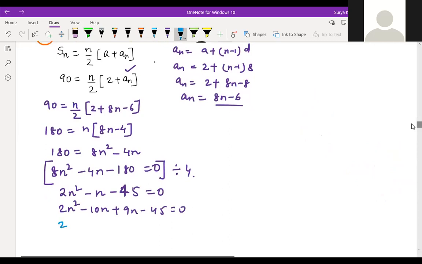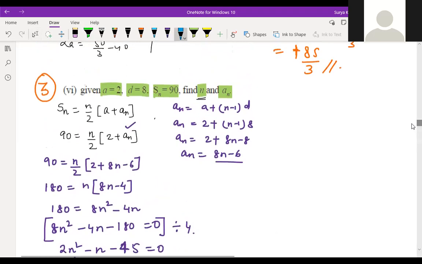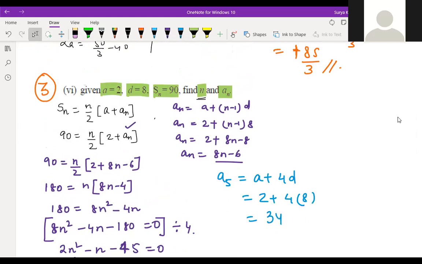So here we can write: 2n common you take, (n - 5); 9 common you take, (n - 5) = 0. So n you'll get 5 and -9/2. n cannot be negative, so the answer is 5 only. Understood? So n = 5. Now a5 is equal to a + 4d, and what is a? 2 + 4 into difference. Difference is 8. 8 4s are 32, plus 2, 34.